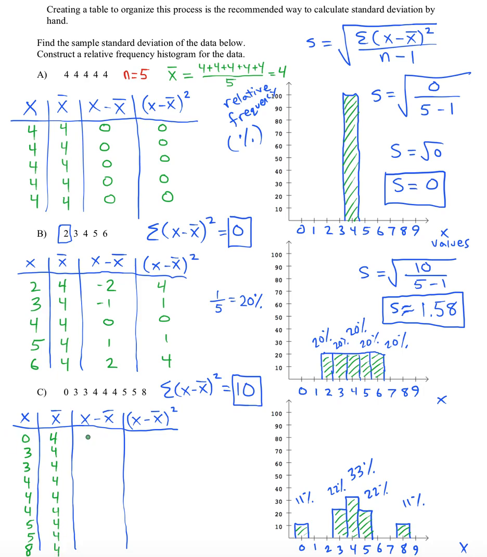Now let's subtract. We get -4, -1, -1, 0, 0, 0, 1, 1, and 4. After we square these values, we'll get 16, 1, 1, 0, 0, 0, 1, 1, and 16. Now let's compute the sum of that last column. 32 plus 4 is 36.